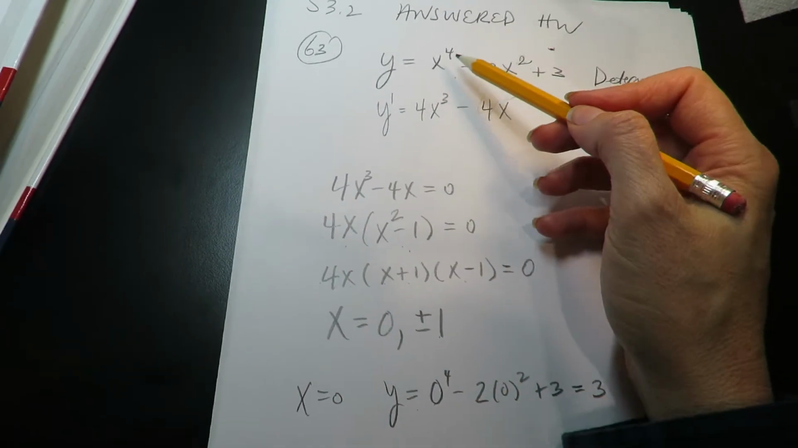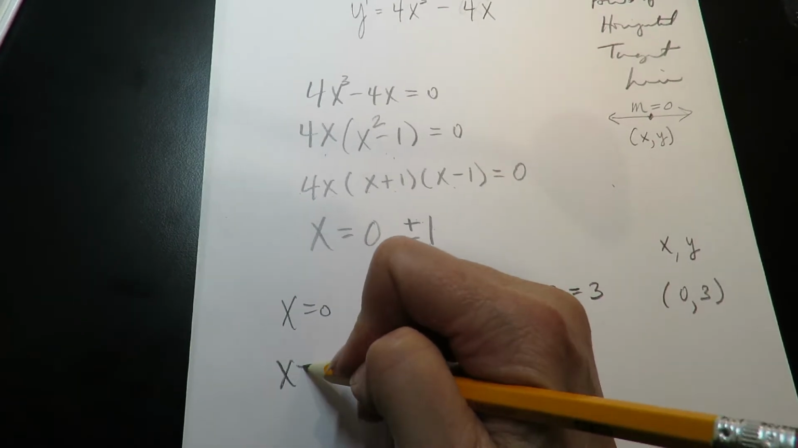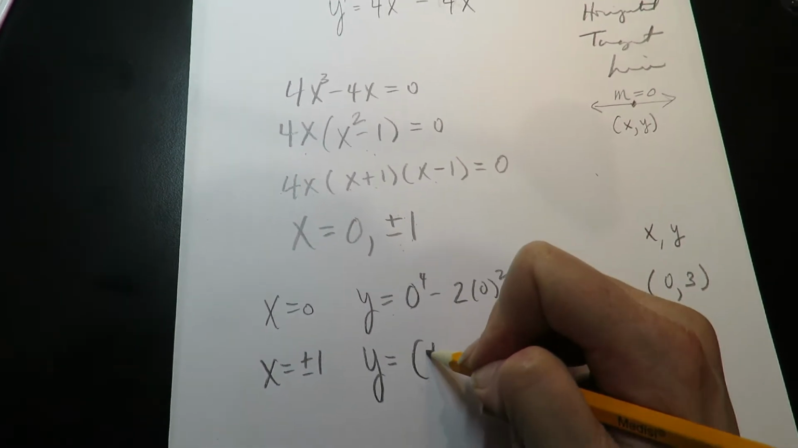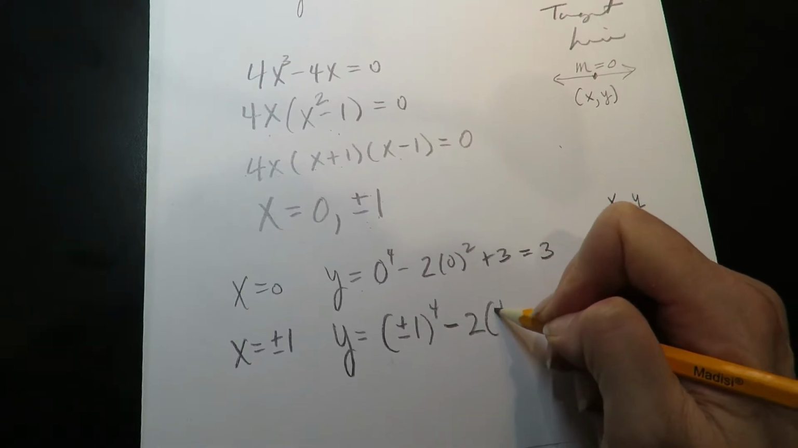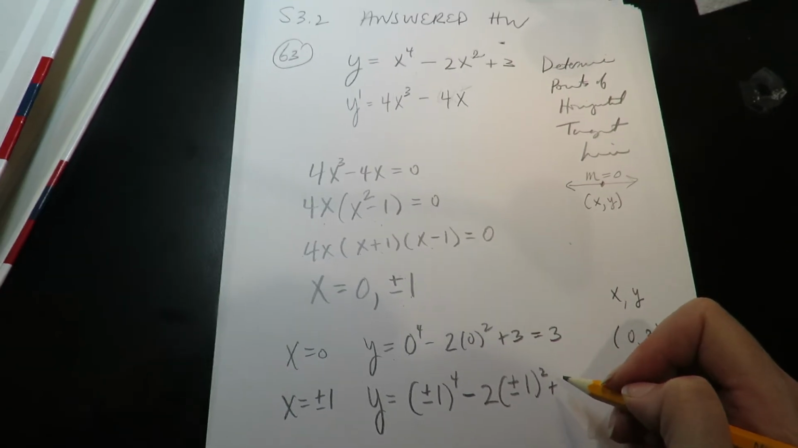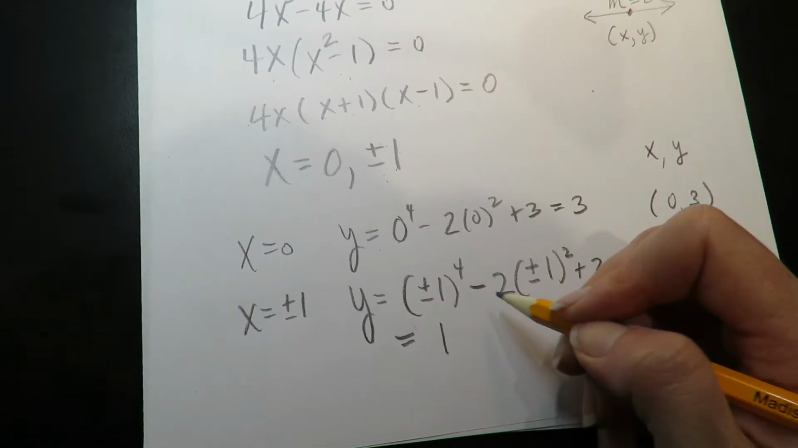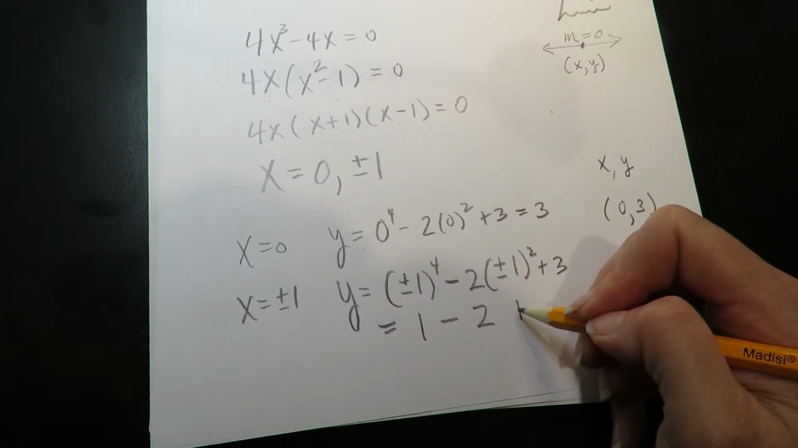Now I'm noticing that these are even values, so it won't matter whether you put in a positive or negative, so we can do these both at the same time. Okay, this will be a 1, this will be a -2, and this will be a 3.